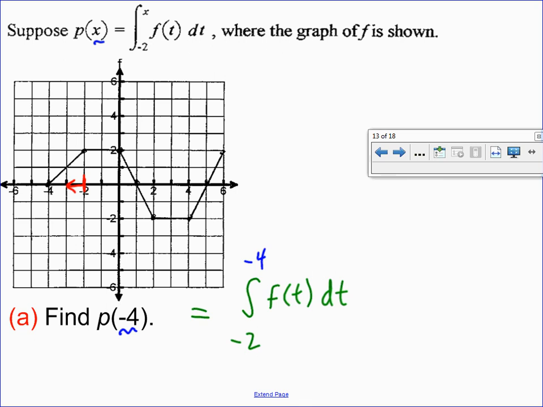So we can handle this in two ways. We could flip it right now and put a negative sign, switching the lower and upper limits, or we can just interpret that as the opposite of what we normally do. So I'm going to scan and accumulate area. It looks like I accumulate 2 square units. That's above the x-axis, but since we were scanning from right to left, that's going to be negative. And so I'm getting -2.